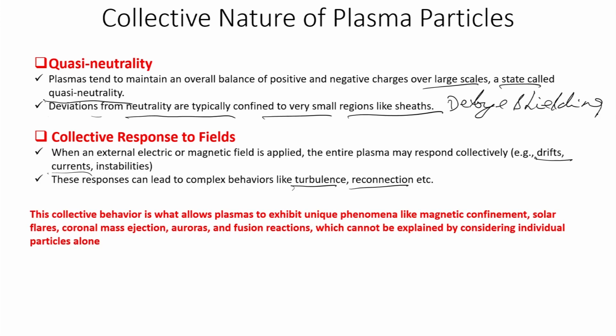So, this collective behavior is what allows plasma to exhibit unique phenomena like magnetic confinement, solar flares, coronal mass ejection, auroras and fusion reactions. All those phenomena cannot be explained by considering individual particles alone. That is why these topics are important to understand how plasma, which is basically a gas of charged particles, is different from a neutral gas.